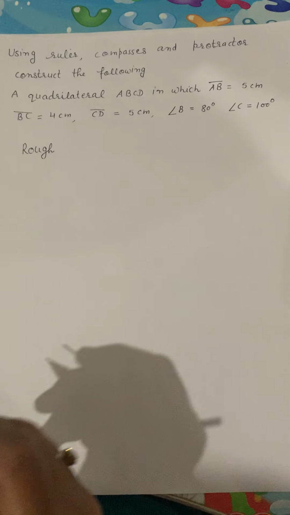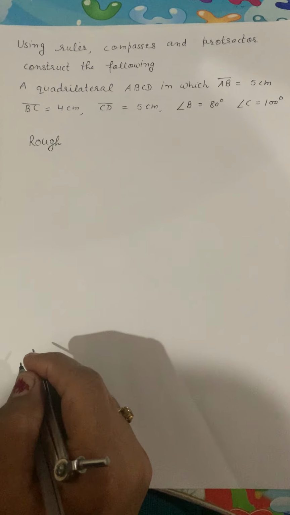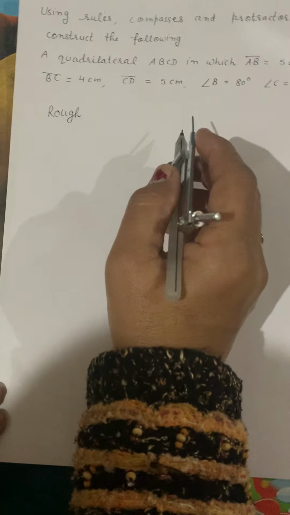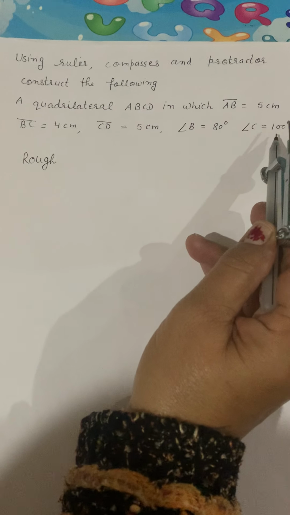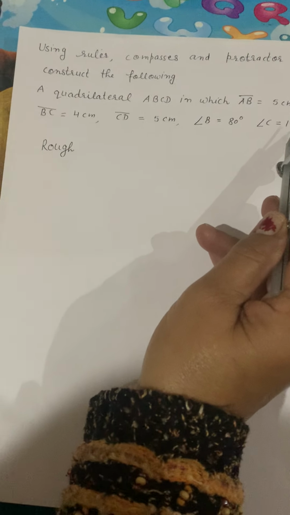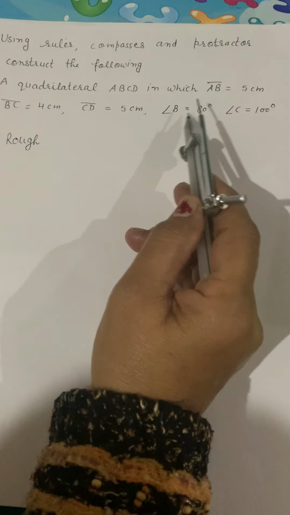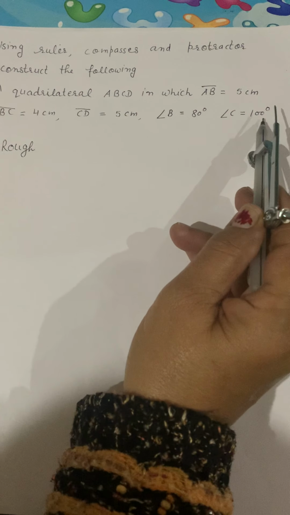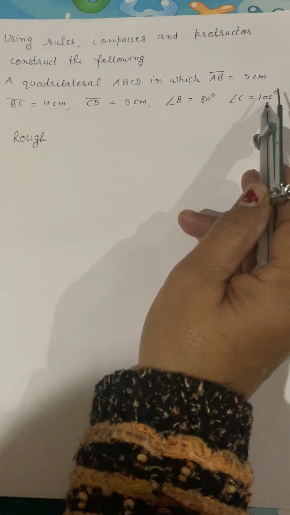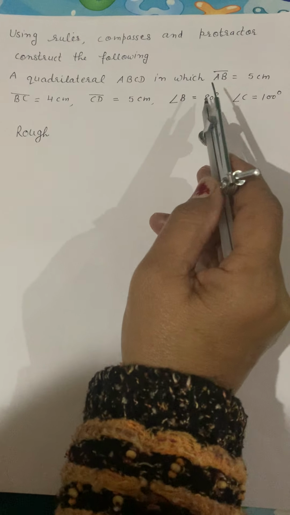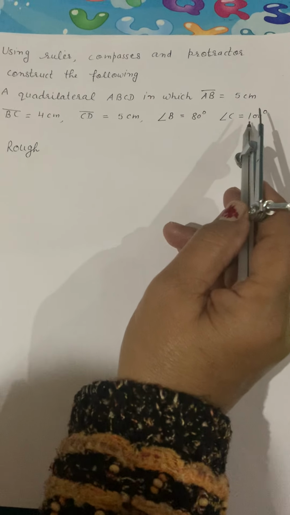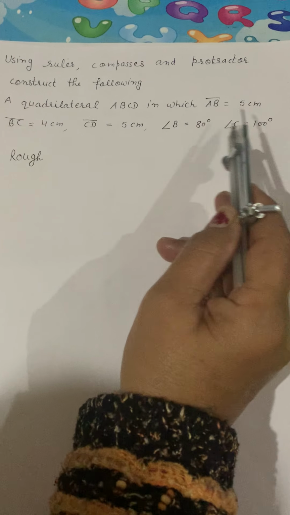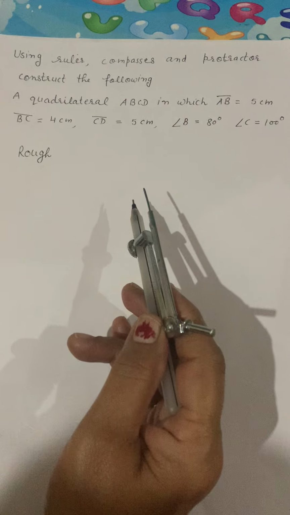Dear students, now you will learn how to construct a quadrilateral when three sides are given and two angles are given. The angles are not multiples of 15. Angle B is 80 degrees and angle C is 100 degrees. You have to construct these angles with the help of a protractor. If the angles are not multiples of 15, you have to construct the angles with the help of a protractor.